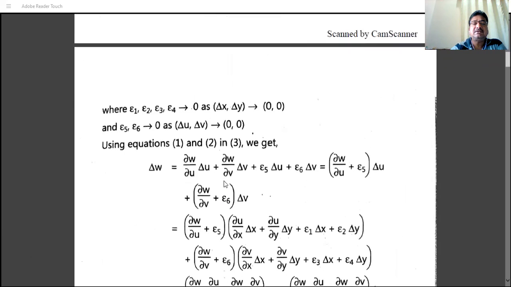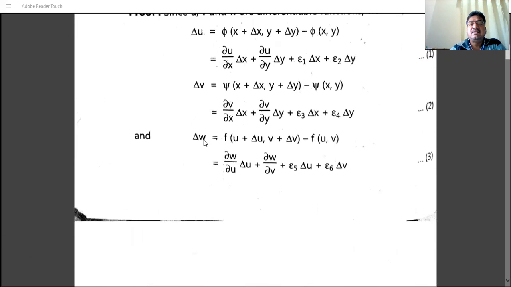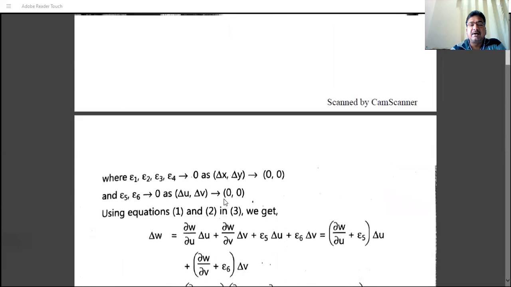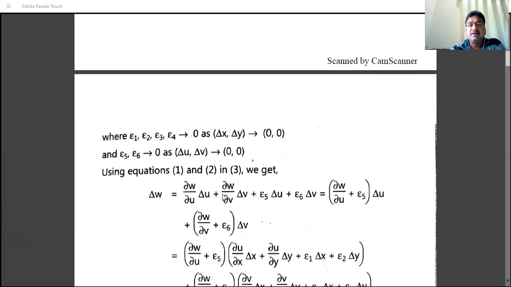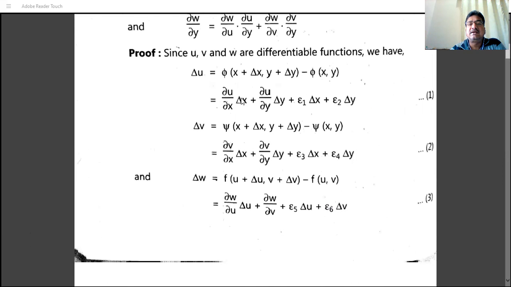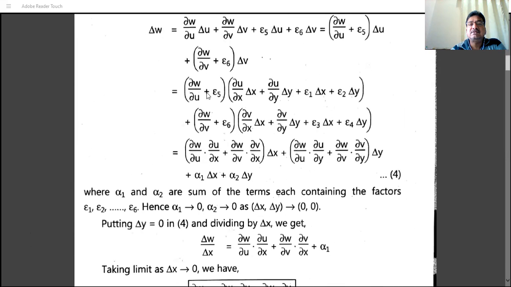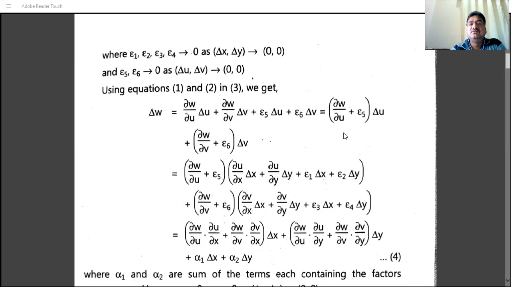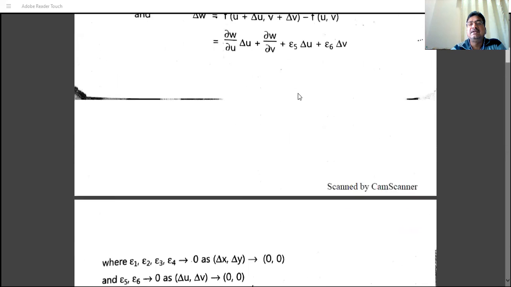So first write equation number 3. What is equation number 3? This is Δw. Δw is ∂w/∂u, ∂w/∂v, epsilon 5 Δu, epsilon 6 Δv. So take Δu as a common factor from the first and third terms, and Δv from the second and last terms. So we have this, and then substitute the values of Δu and Δv from equations 1 and 2. From equations 1 and 2, using in 3, we get this.